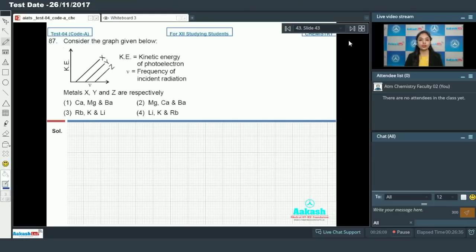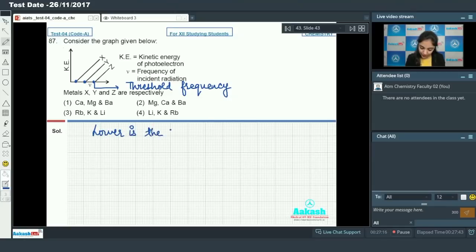So moving on to the next one, we have question number 87, in which we have a graph of kinetic energy of photoelectron versus the frequency of incident radiation, and we have to identify the metals X, Y and Z. In this graph, this point represents the threshold frequency, and the lower the ionization potential of the metal, the lower will be the threshold frequency.